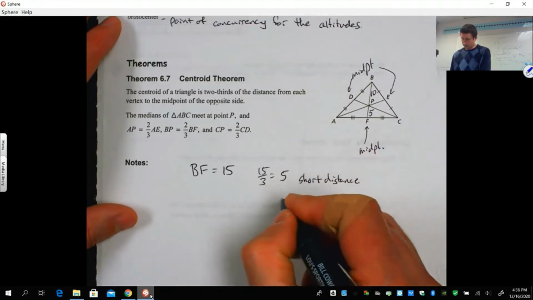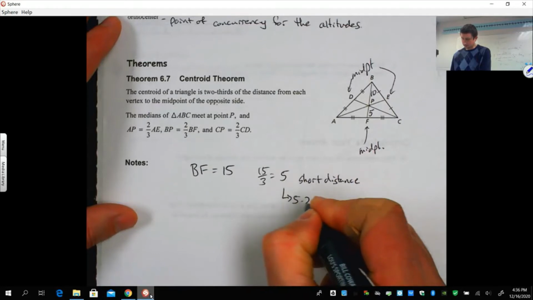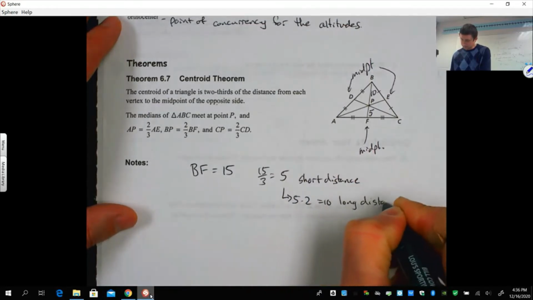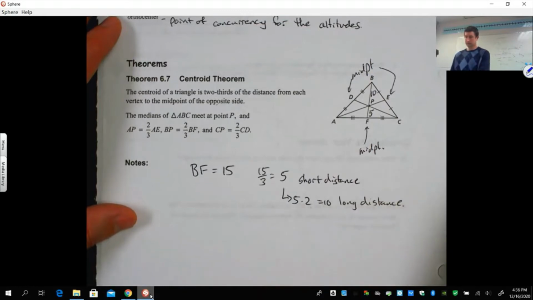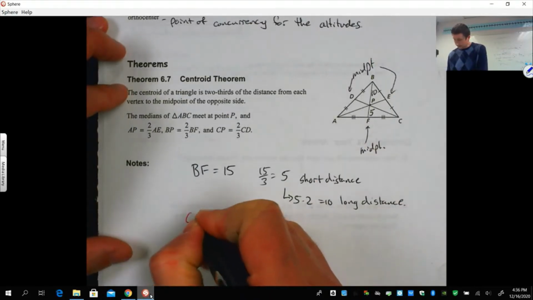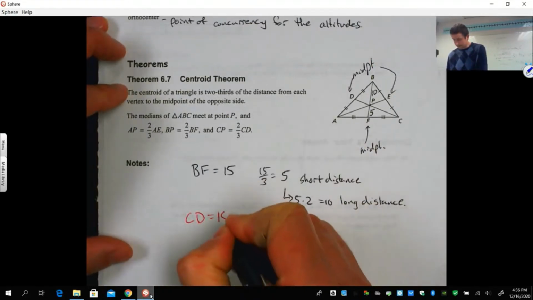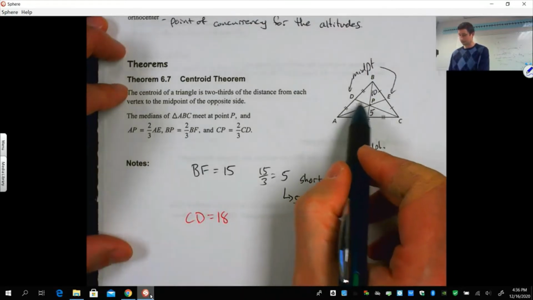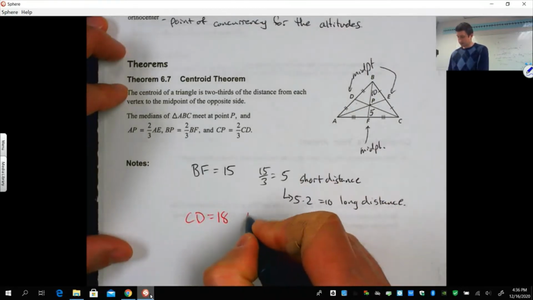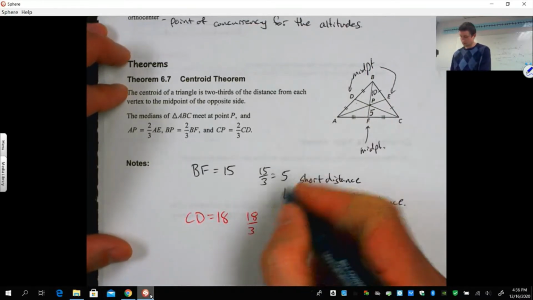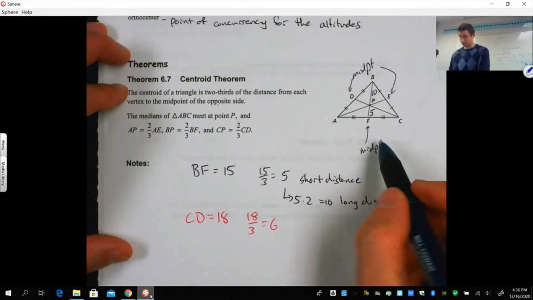And if you take this, 5 times 2 equals 10, this is going to be the long distance. Okay? The whole thing's 15. So let's say CD, what about CD? Let's say that is 18. So from C to D, that is 18. What are the lengths of the two individual parts? Well, since this is a centroid, you're going to take 18 divided by 3. You're going to get 6. That's going to be the shorter of the two sides.